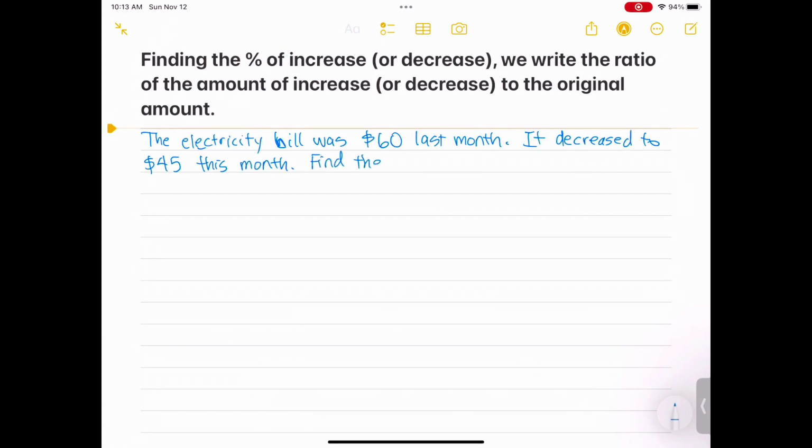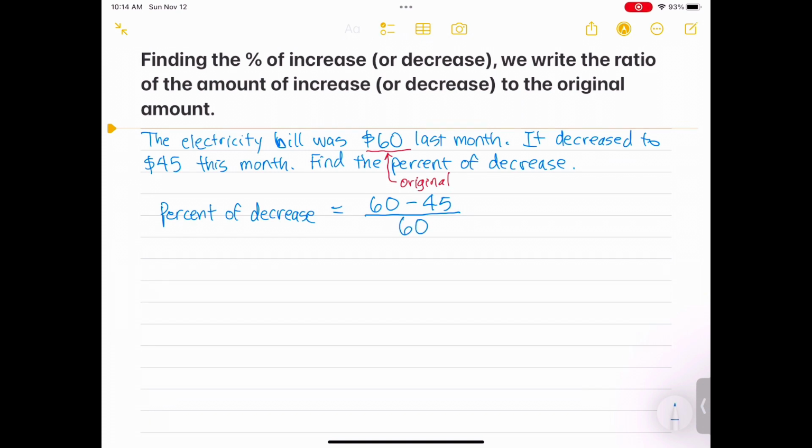The electricity bill was $60 last month. It decreased to $45 this month. Find the percent of decrease. The percent of decrease equals 60 minus 45 over 60, which was the original amount.